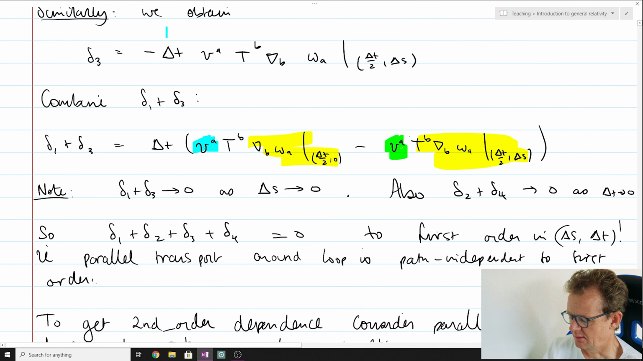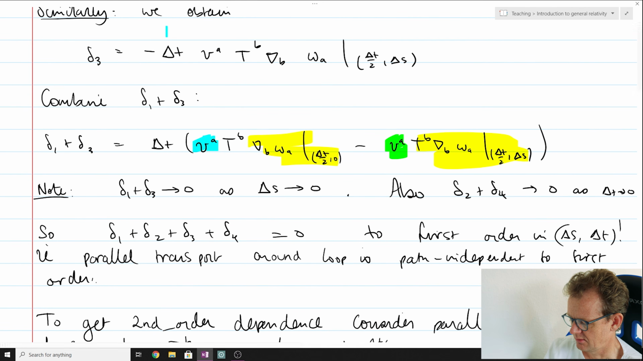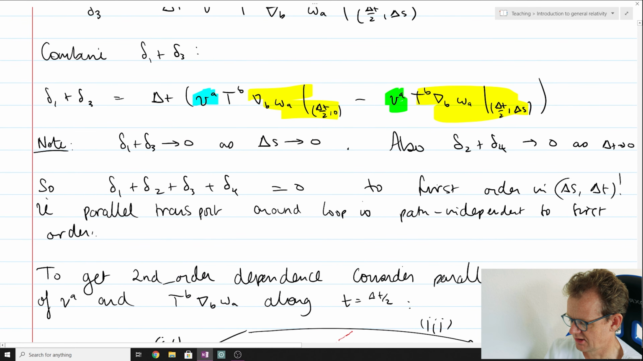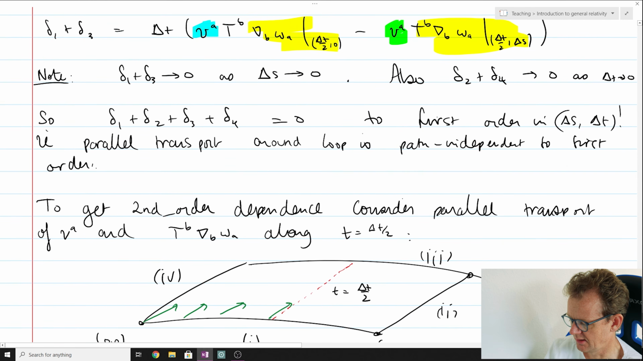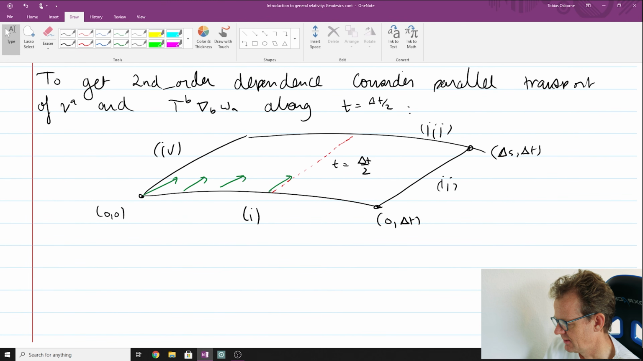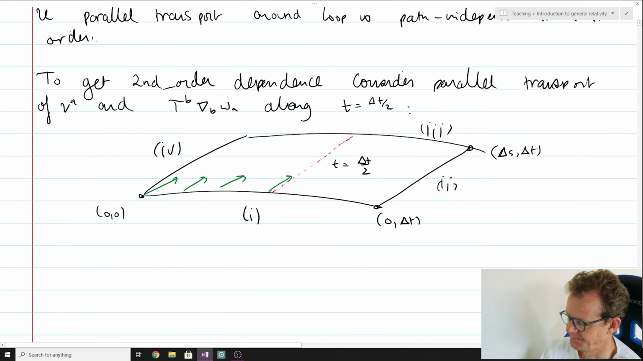So in order to actually compare these two quantities, we need to evaluate them at the same point. And here's a trick to doing that. We imagine we're going to parallel transport the yellow highlighted dual vector to the midpoint of part 3 of our parallel transport. And then we'll just mathematically subtract them at that point.